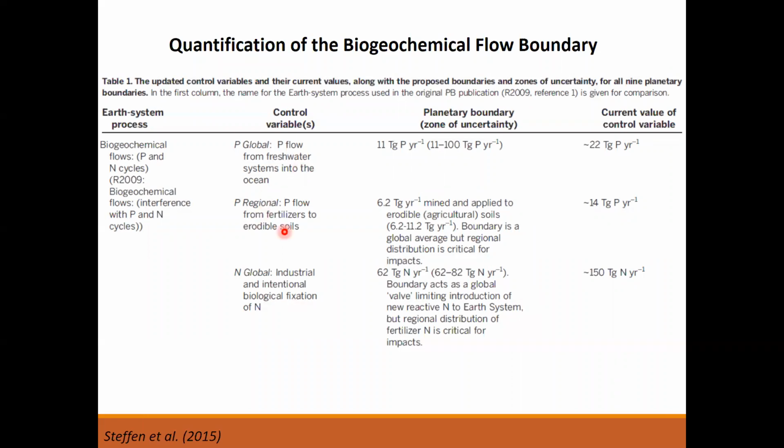So again, let's remember, this is where we're at. The planetary boundary was at 11 teragrams of phosphorus per year, and that's global phosphorus flow. We're at these much higher levels, so we're well beyond the safe zone and well beyond the zone of uncertainty for phosphorus. And you can see also for nitrogen down here.